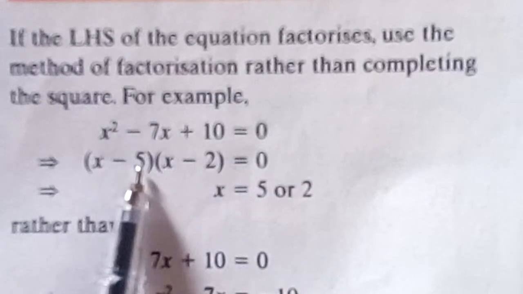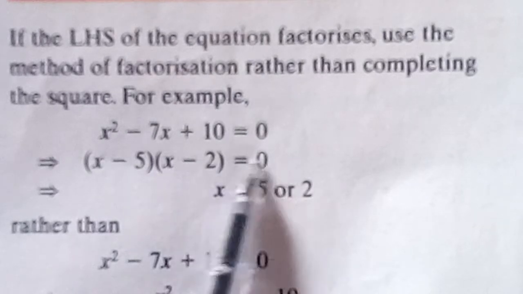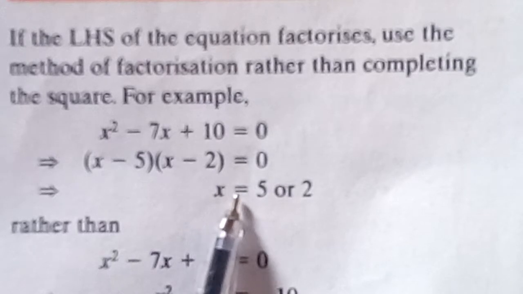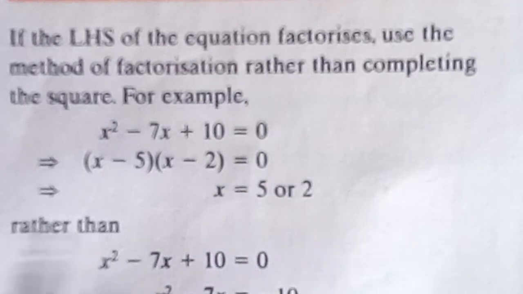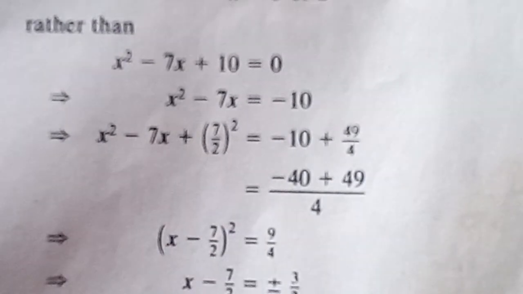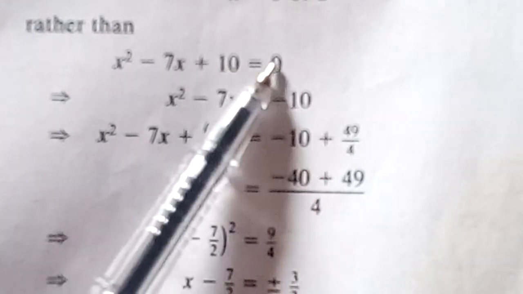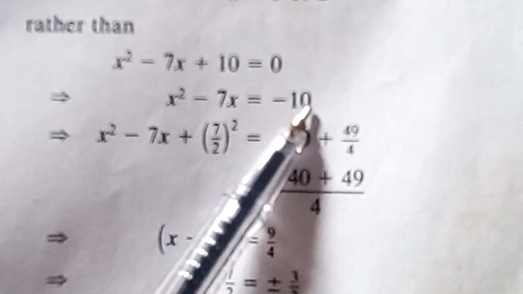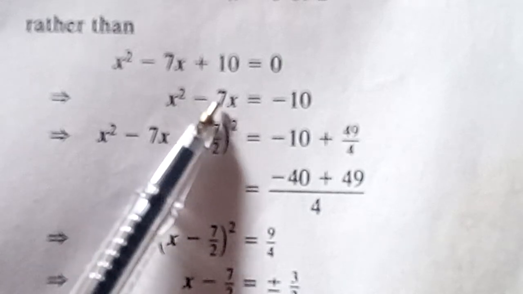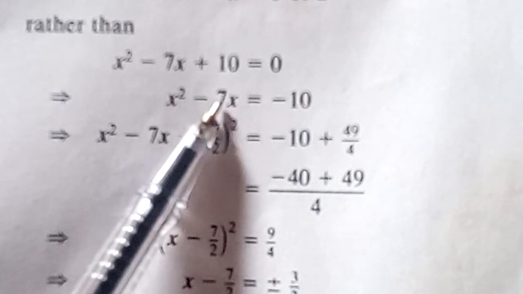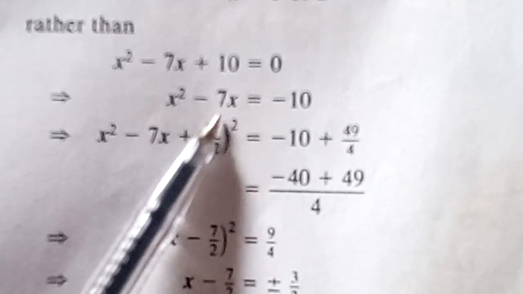So it's either x minus 5 is 0 or x minus 2 is 0, which will give us x equals 5 or 2. But if we look at the complete the square method for the same equation, x squared minus 7x plus 10 equals 0, then you have to take this 10 to this side. You have x squared minus 7x equals minus 10. Then you look for the square of half the coefficient of x, which is the square of half of 7.